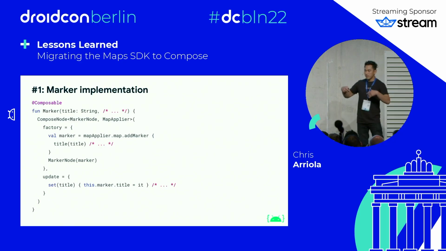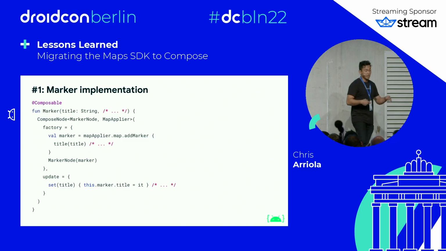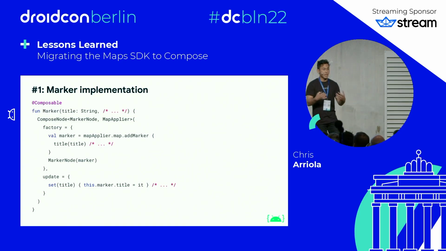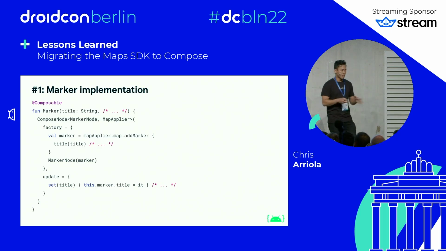So to implement this API, the marker composable function emits a compose node. And this implementation creates a subcomposition that manages the marker's state instead of compose UI nodes. So what does that mean? It's a lot of jargon. So to use compose node, you have to provide it two types: the node type, in this case a marker node, and an applier. And I'll talk about the applier in a second.